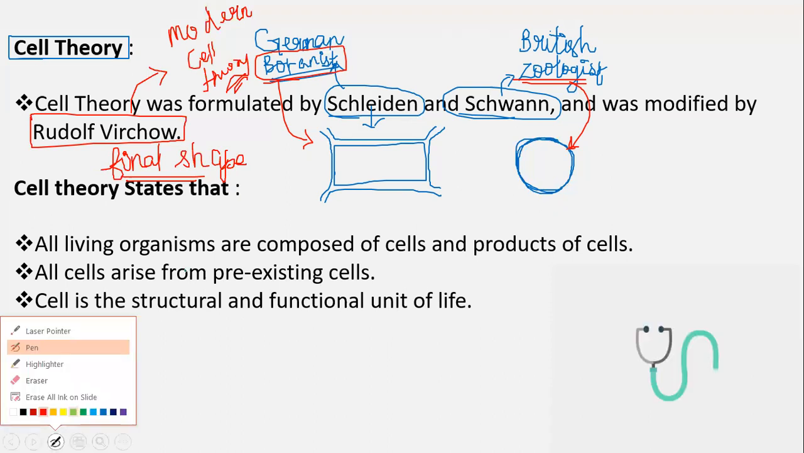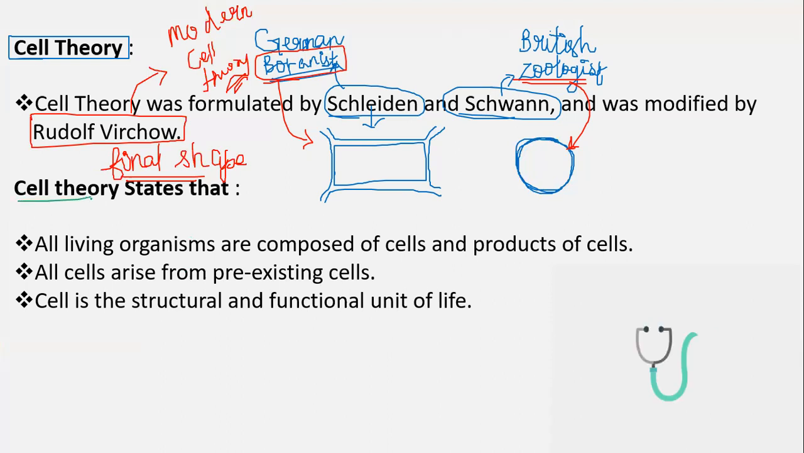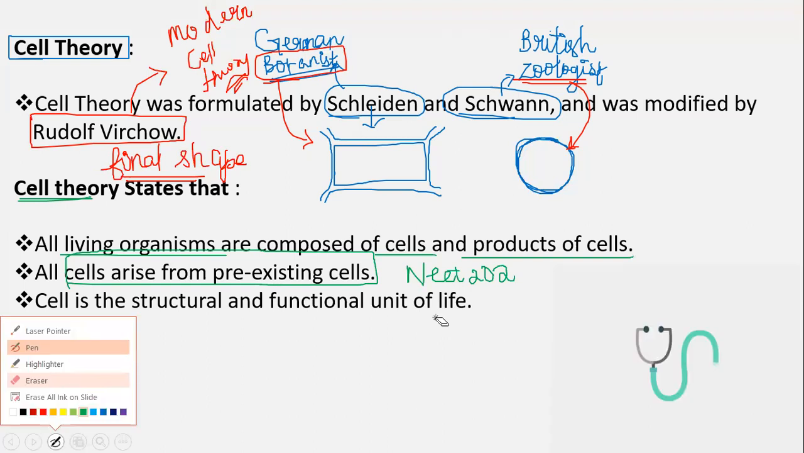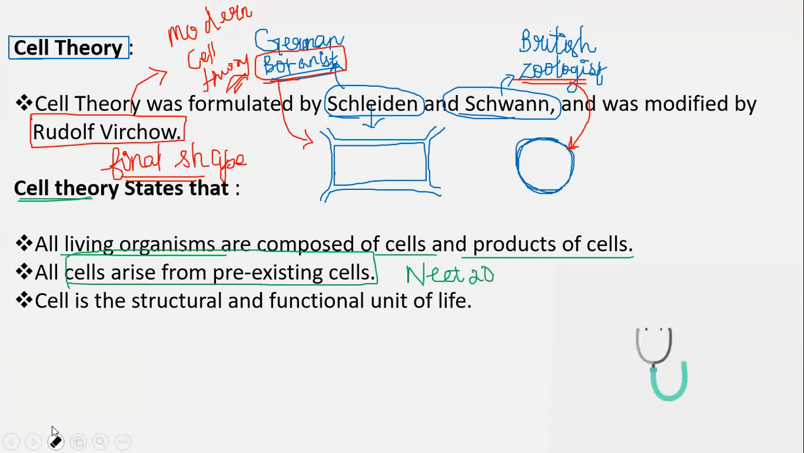So let's discuss what were the points that were included in the cell theory. All living organisms are composed of cells and products of cells. All cells arise from pre-existing cells. NEET 2019 question: who proposed the statement that all cells arise from pre-existing cells? This was by Rudolf Virchow.